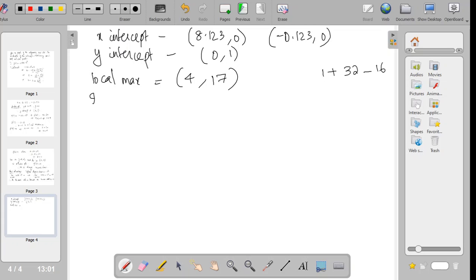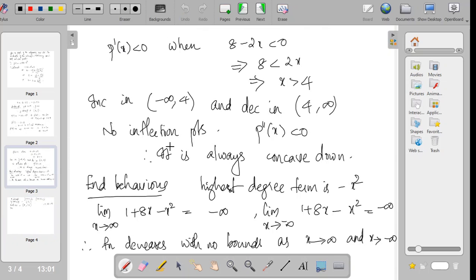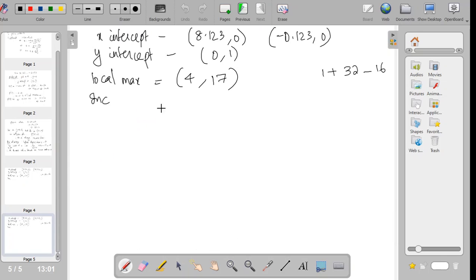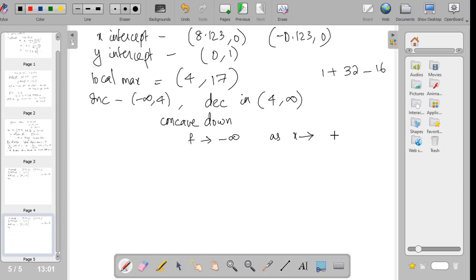It is increasing in minus infinity to 4, and it is decreasing in 4 to infinity. So it is always concave down, and f goes to minus infinity as x tends to plus or minus infinity. So this is the complete information we have obtained. Now let us plot these 4 points first.